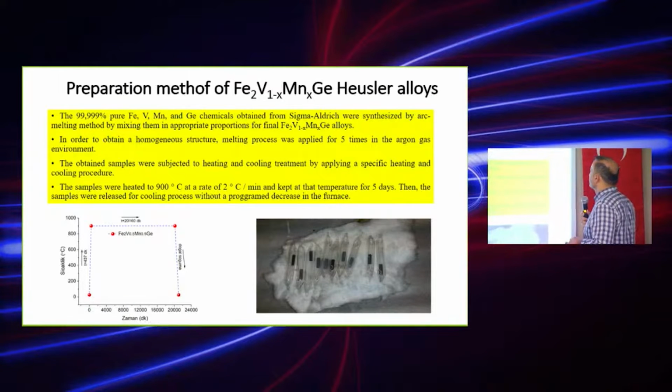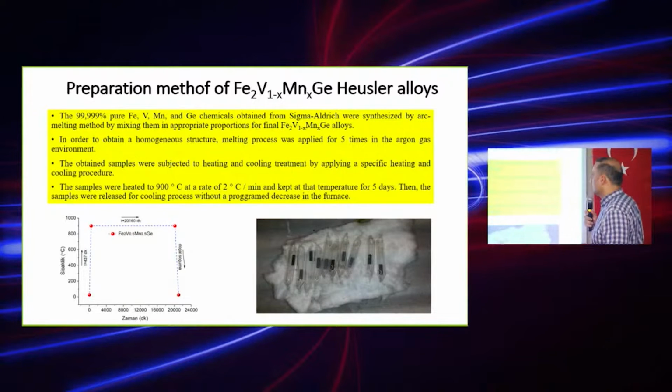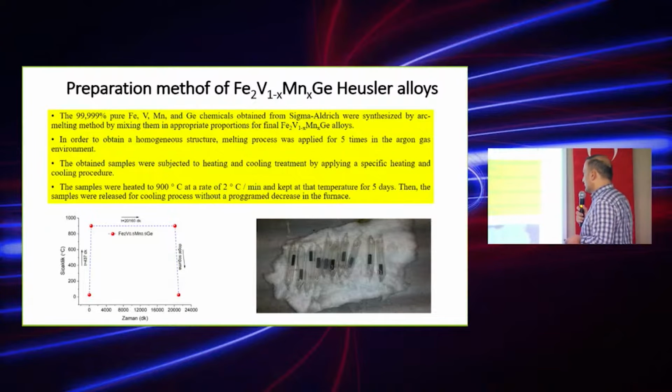In the preparation part of the Heusler alloys, we use iron, vanadium, manganese, and germanium chemicals obtained from Sigma Aldrich, synthesized by the arc melting method. We just mix them in appropriate proportion for the final Heusler alloys. In order to obtain a homogeneous structure, we use the melting process 5 times. This is very important, because fewer than 5 times does not give us a homogeneous structure. It was tried by us before.